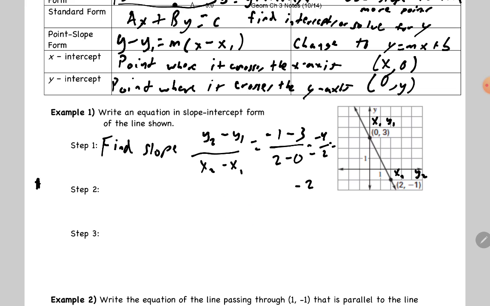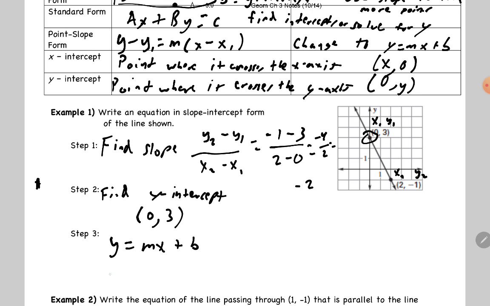Now that we have our slope, we need to find the y-intercept. And where it crosses the y-axis is right here at (0, 3). Next step, we make our equation. So y equals mx plus b. So y equals our slope, which is negative 2x, plus our y-intercept, which is 3. There's our equation.